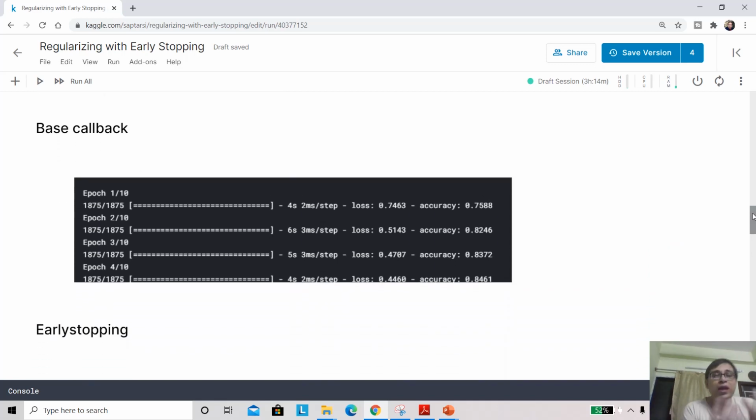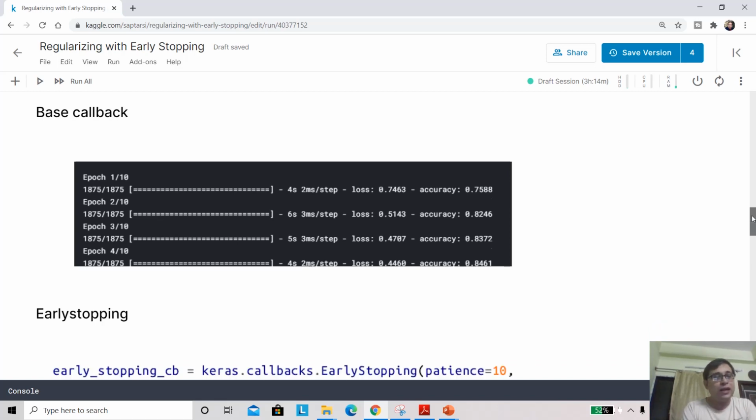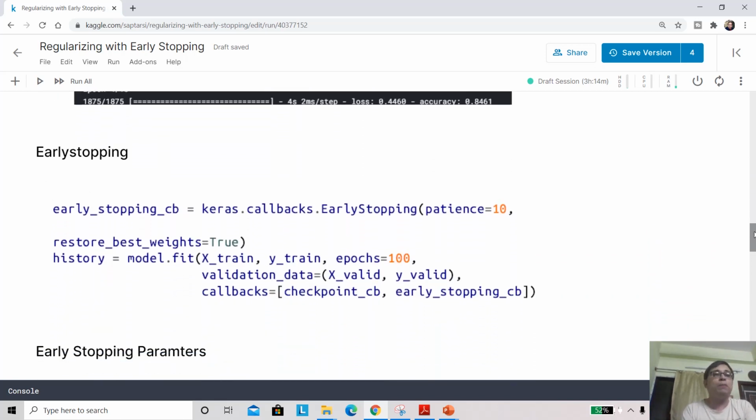So when we were looking at how the accuracy or loss is performing on the fitting of the models, that is actually a basic callback, giving an understanding of what is happening in the model. Okay. Now let's go and look at early stopping mode.